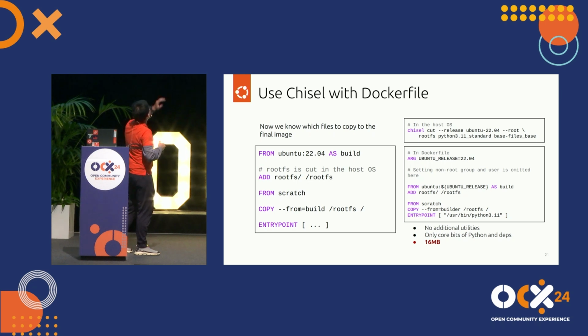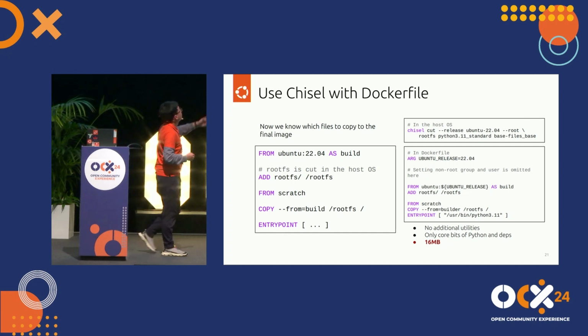We can build from Ubuntu 22.04, and we can first cut the target file system in our host operating system. Then we just do a simple copy from build to rootfs. We can have the resulting file system copied to an empty image. And on the right-hand side is the real-world example for the same Python 3.11.